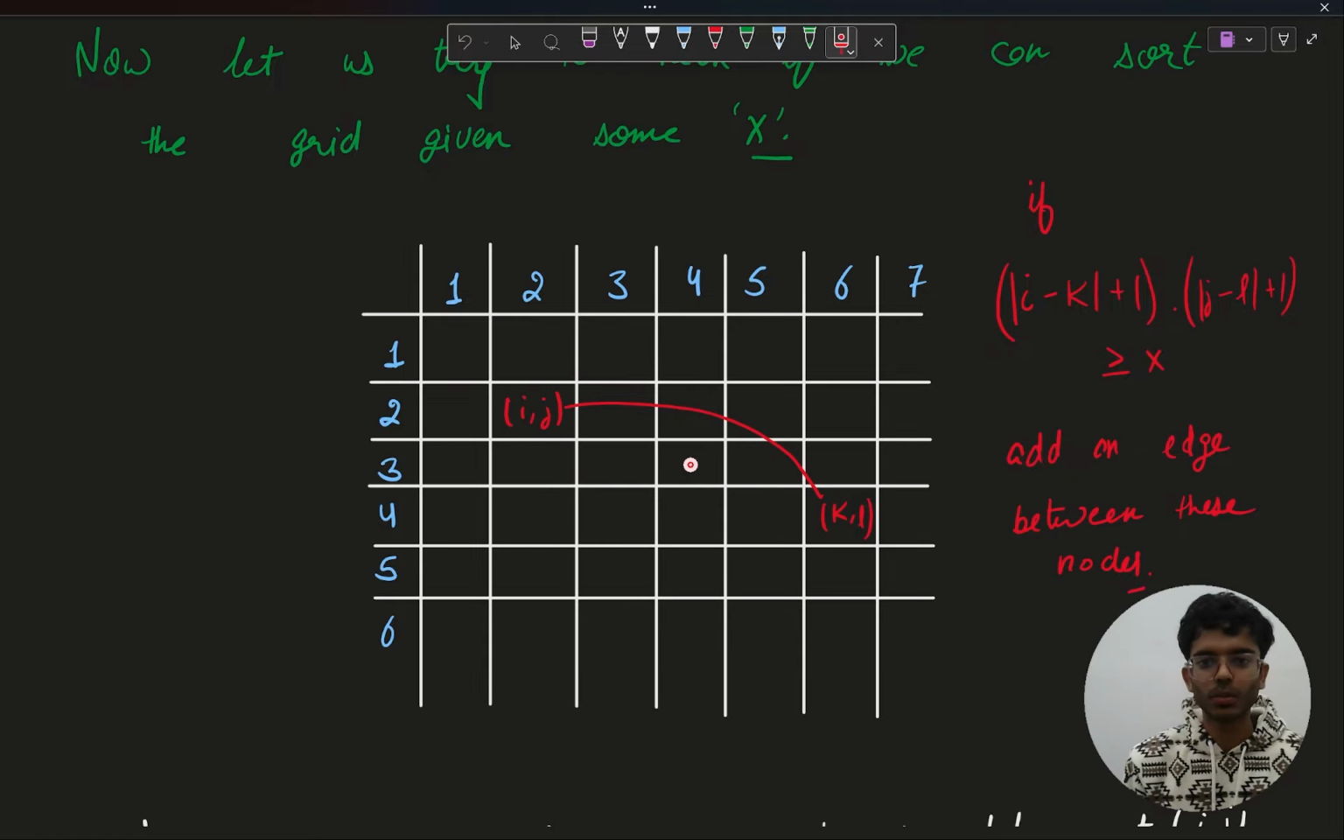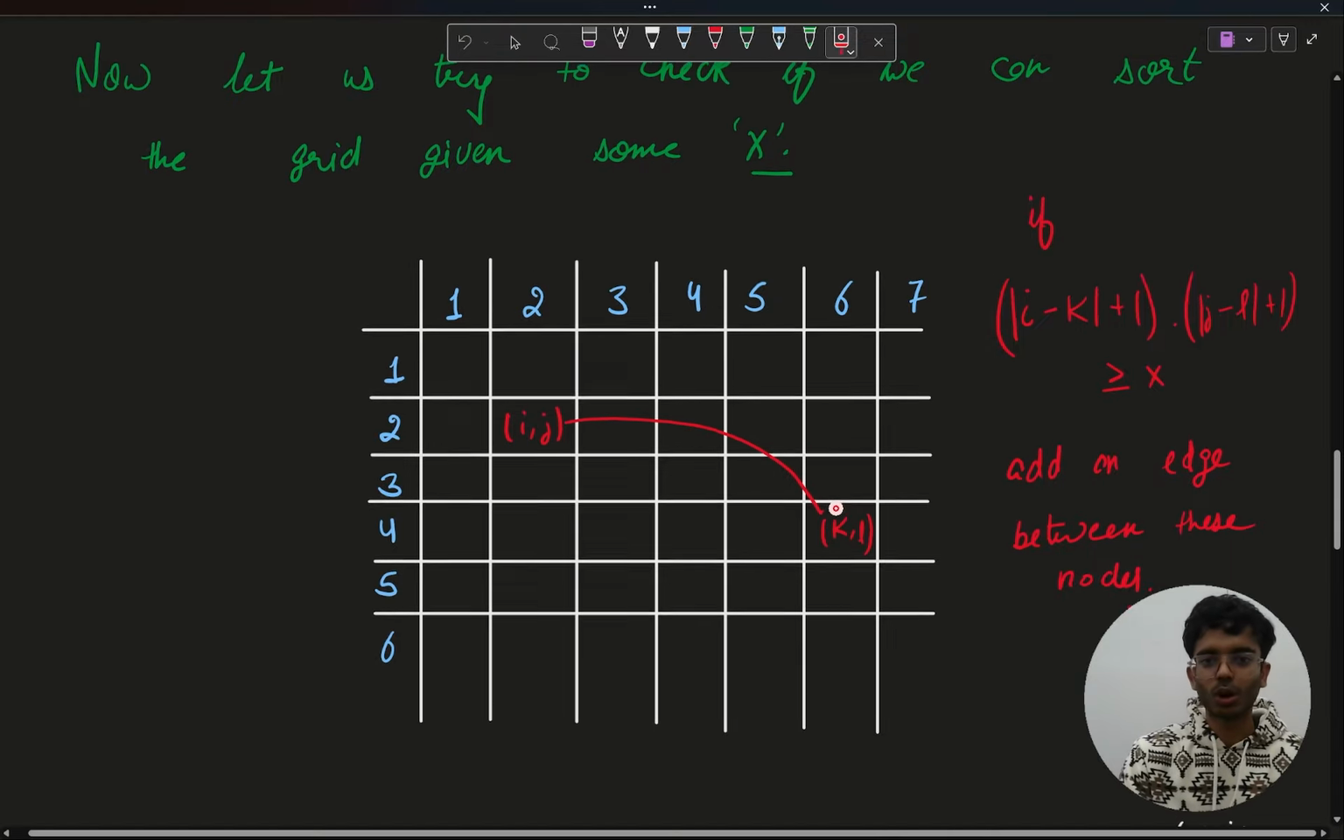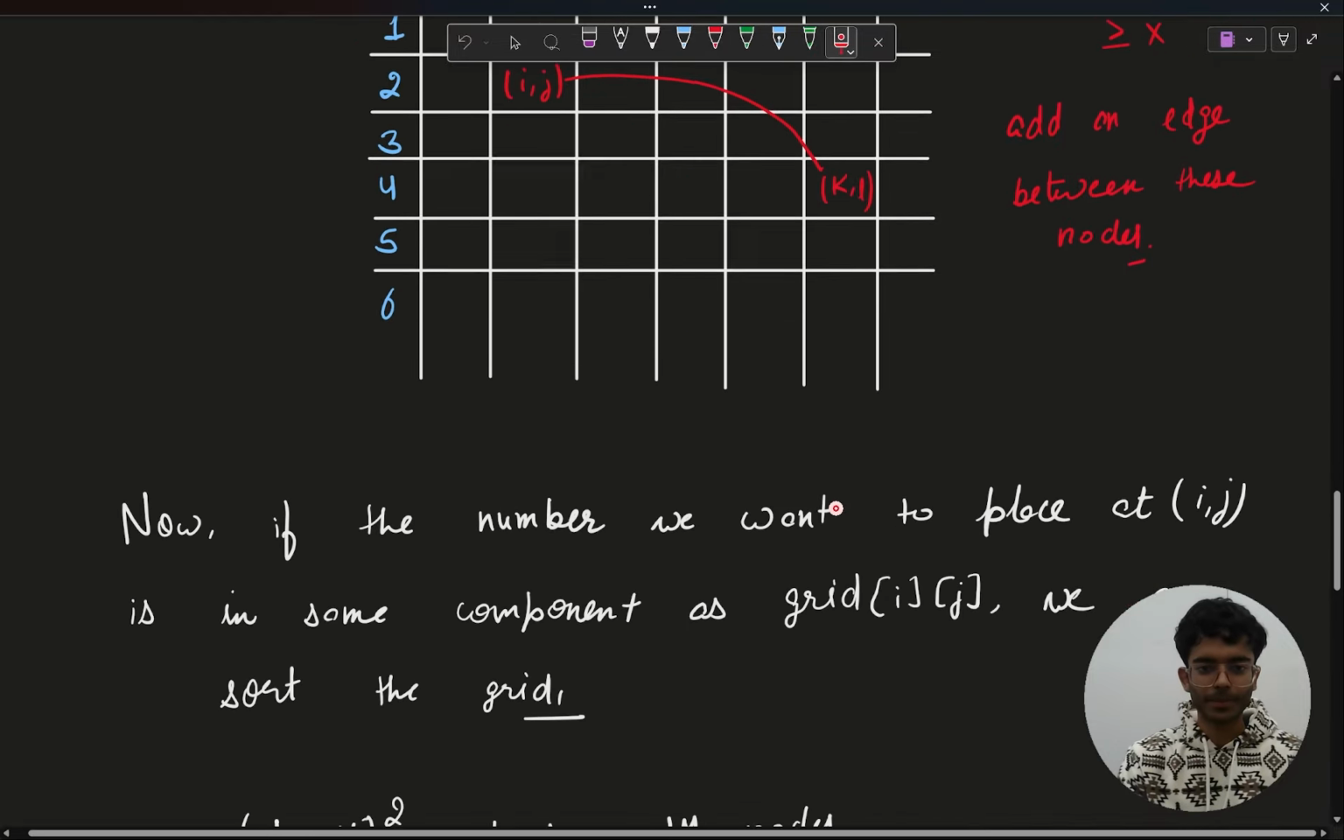And what would this represent? All the nodes that are connected in a graph by some edge are swappable, right? So if this node, this node, this node, this node, this node, this node, and this node are all connected by some edge, that means we can swap them in whatever order, in whatever way we want, right? And if all the elements which need to be placed at these locations are present at these locations, then we can sort that grid, right?